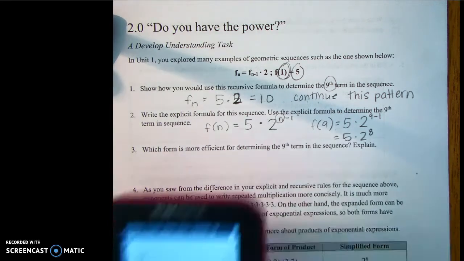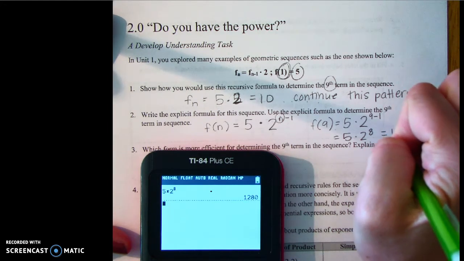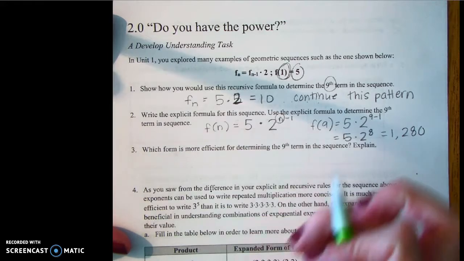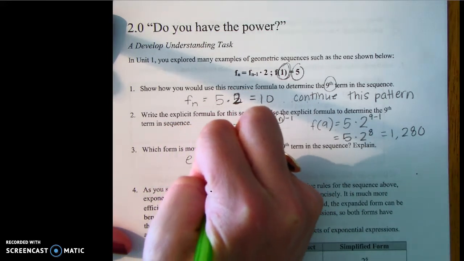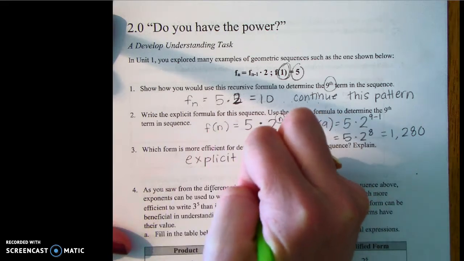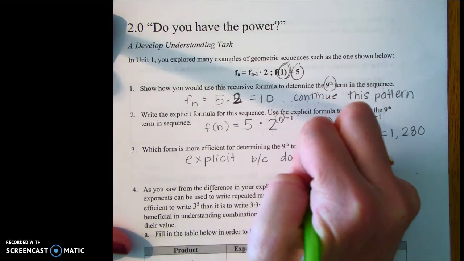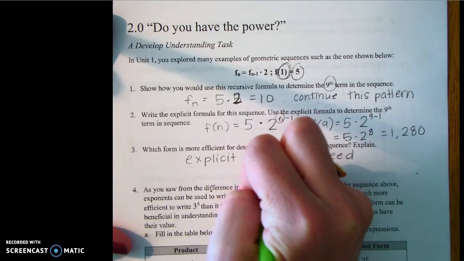I'm going to use my calculator. 5 times 2 to the 8th power gives me 1,280 for the ninth term. So which form is more efficient? It would be the explicit, because you don't need to know the previous term. Don't need the 8th term.